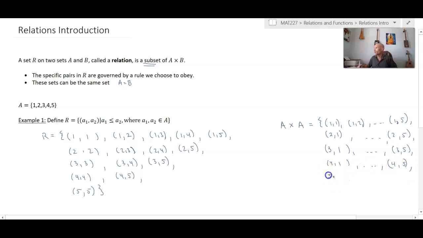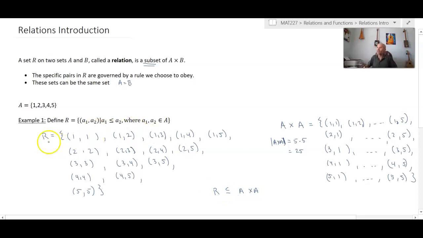And finally, we'd have 5 paired with every element. And how many elements would there be in this set? Well, the size of A cross A: each of the 5 elements will get paired with each of the other 5 elements. And so there'll be 25 elements in this set, 5 rows of 5 pairs. Whereas here you can see that in the first row we have 5 pairs, but then only 4, then only 3, then only 2, then only 1, because the rule doesn't allow us to pair every element with every other element. So notice that R is indeed a subset of A cross A.